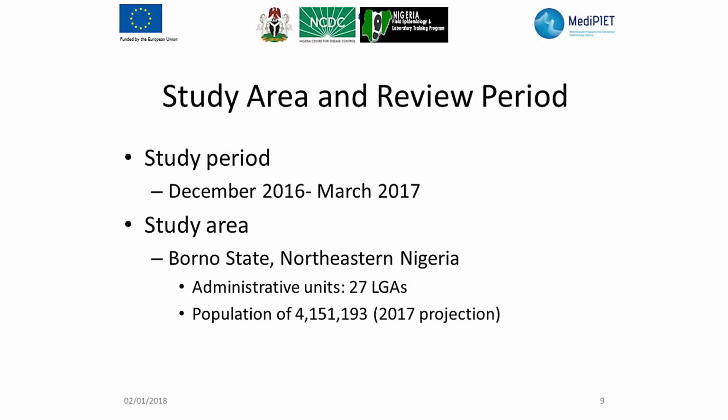The study was conducted between December 2013 and March 2017, and it was done in Borno State, which is a state in northeastern Nigeria that is made up of 27 local governments and has a population of about 4.1 million. It is important to mention that Borno State has been recently plagued by terrorist-related activities.